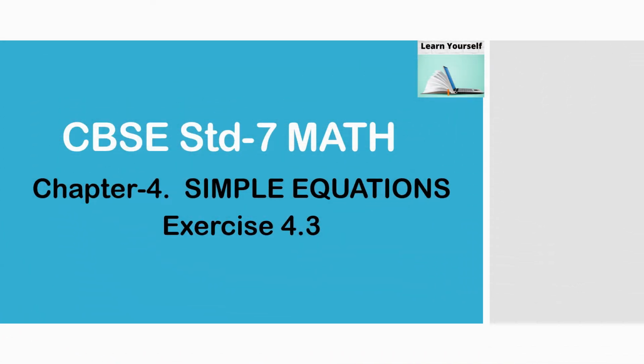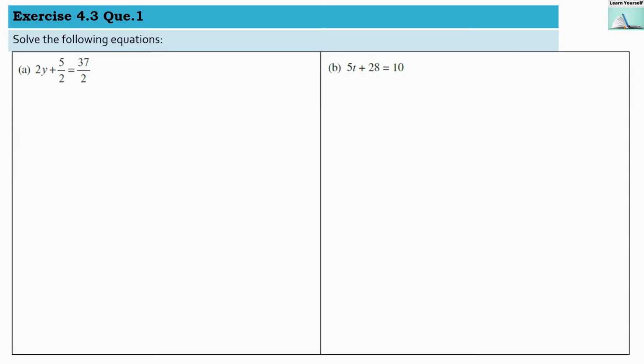Welcome to Learn Yourself. So numerical A is (2y + 5)/2 = 37/2. Now first let us understand all the numericals and solve them, and then I will show you how to write it in a notebook. So (2y + 5)/2 = 37/2 is our equation.